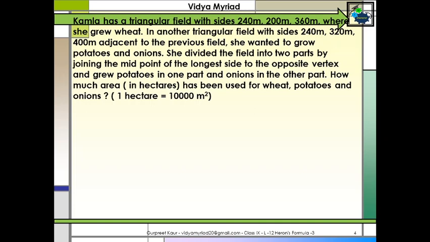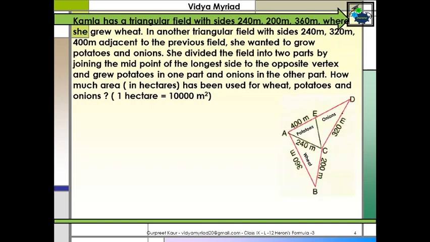If you see, my question is given in meters but the answer should be in hectares. For that you should know that 1 hectare is equal to 10,000 meters square. So whatever answer we get in meters square, we will divide that number by 10,000 in order to get my answer in hectares. Now first of all, I should know how to draw the diagram. See, the diagram will look like this. You have wheat, you have potatoes, you have onions.